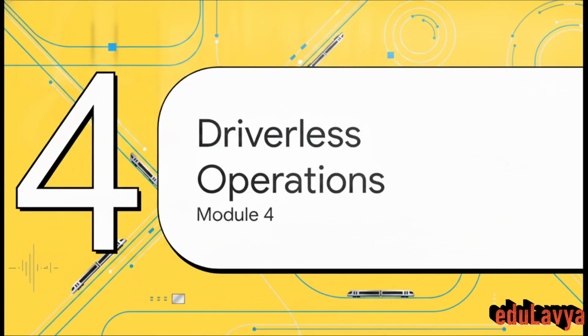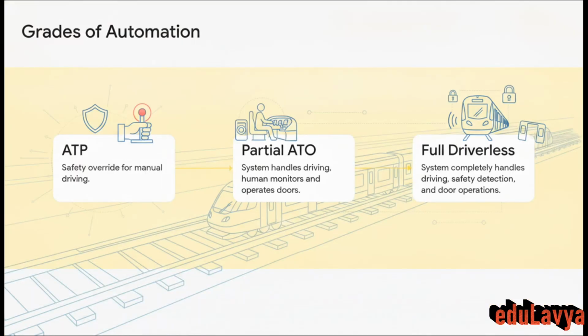Module 4. Driverless operation capabilities. Let's shift our focus to one of the most futuristic and honestly transformative aspects of modern rail systems made possible by this tech. CBTC enables different grades of automation, or GOA. Let's look at how this progresses. Step 1 is automatic train protection, which is basically a safety override for manual driving. Then Step 2 introduces partial automatic train operation. This is where the system actually takes over the physical driving to maintain perfect scheduling, while a human driver stays on board just to monitor things and operate the doors.